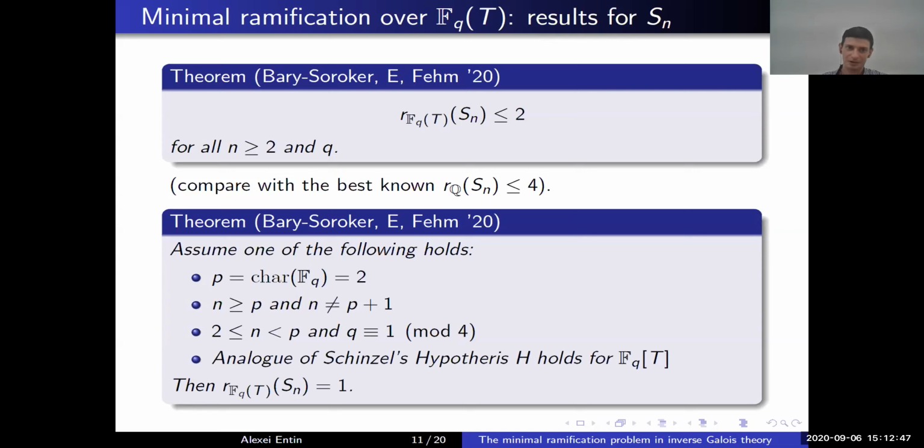So we almost settle it completely in the function field case, except that if P is bigger than n, we have this q equals 1 mod 4 restriction. And eventually we hope to eliminate this as well and get the full result, but as you can see, this is almost the full conjecture. Okay, so these are the results for Sn.